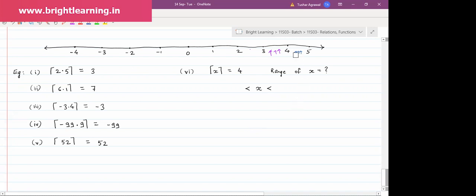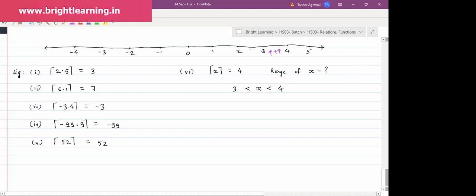If the blue interval would have been our answer, for all the x's between 4 and 5, the least integer greater than or equal to x will be 5, not 4. So the blue interval is not our answer. The purple interval is our answer. So all the x's between 3 and 4, that is definitely true.